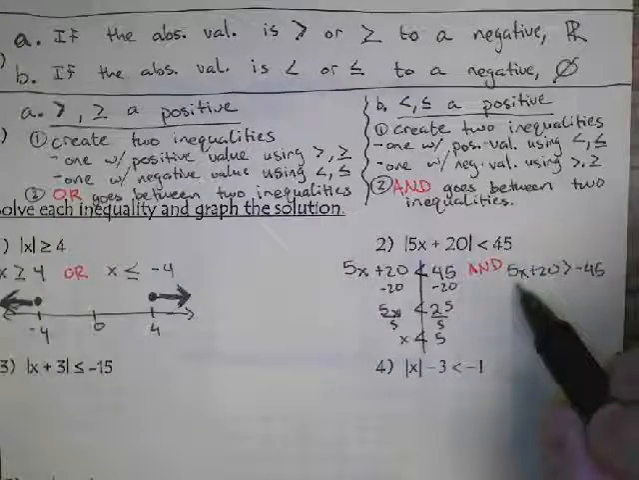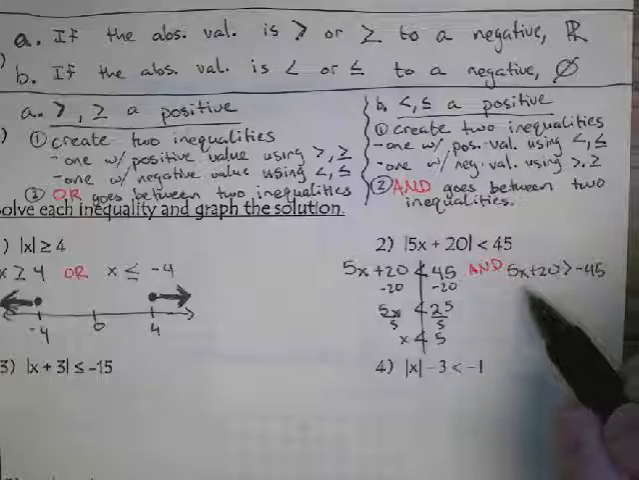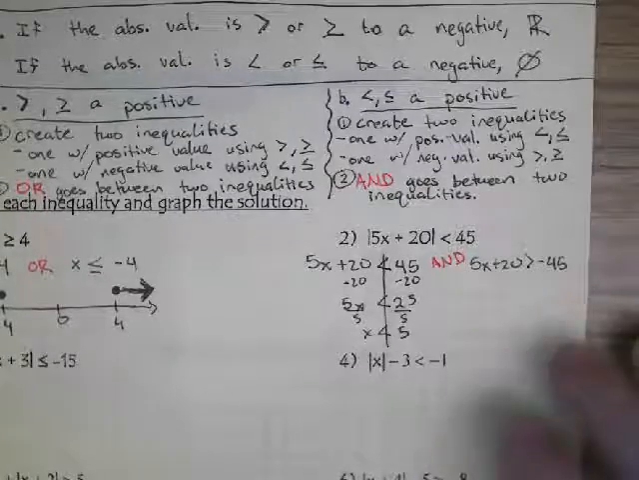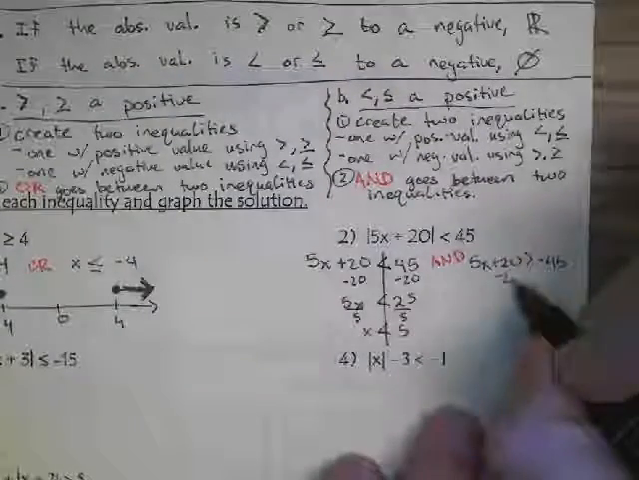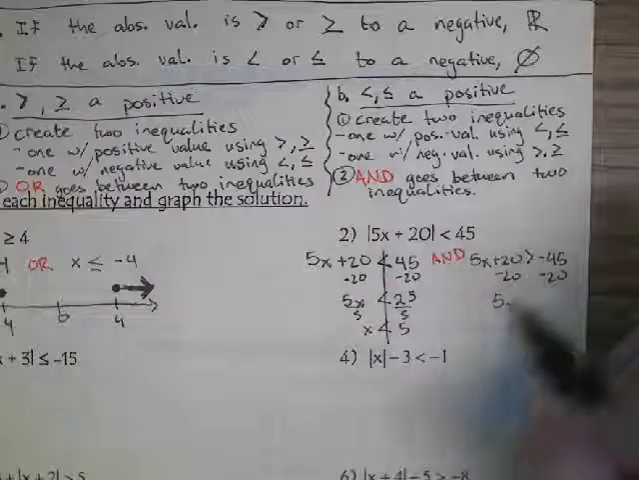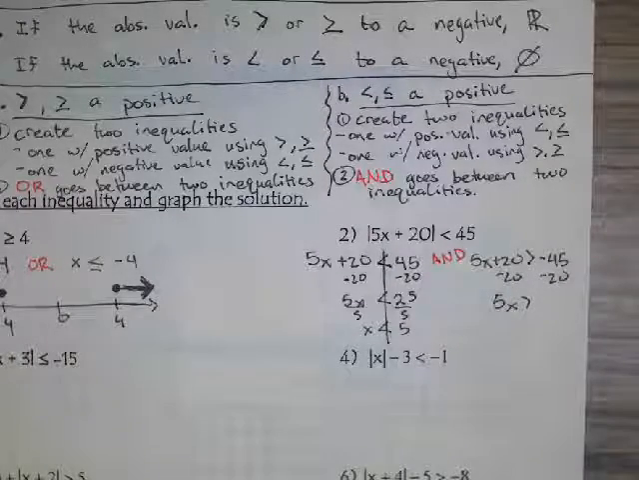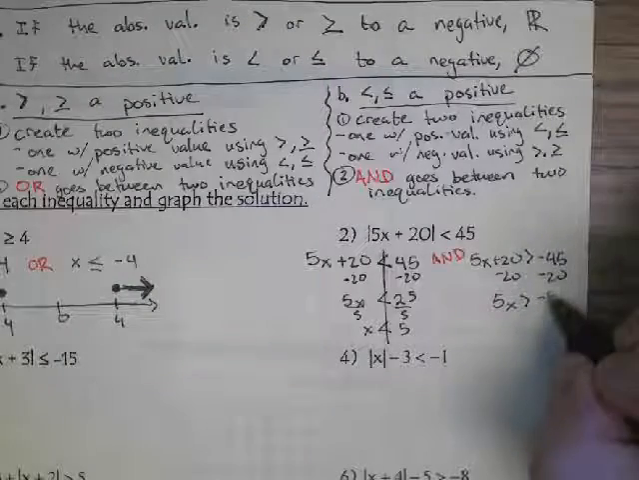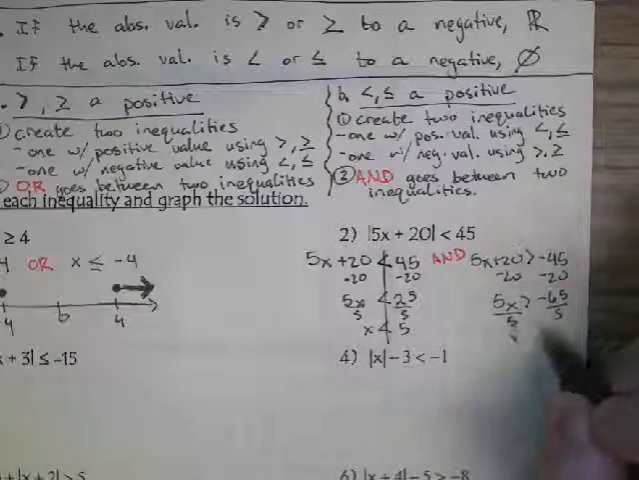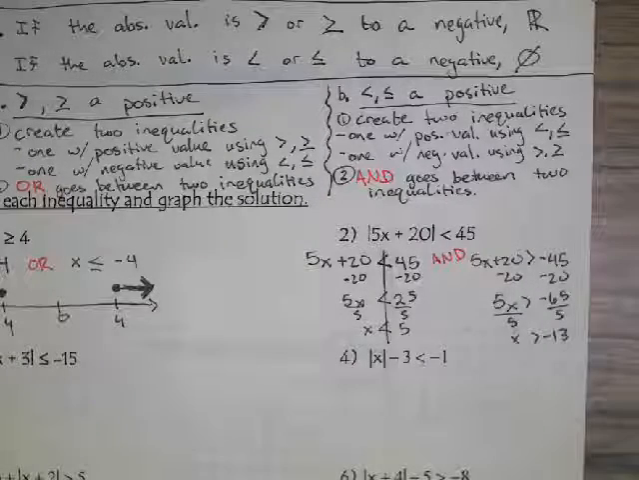And then we have 5x plus 20 is greater than negative 45. So we're solving for this one. We'll subtract 20 from both sides, and then we'll have 5x is greater than negative 65. We'll divide by 5, and we get x is greater than negative 13.